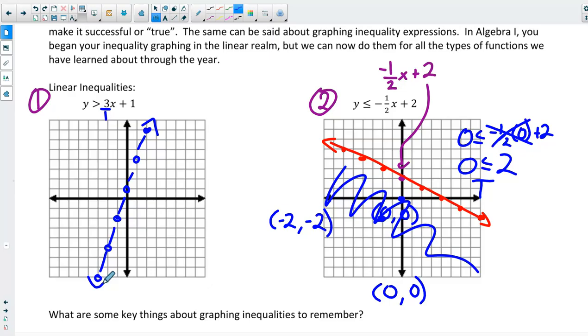So that is what your line should look like. So I'll go through a few things. Your y-intercept is right there. My slope, it's going up 3, to the right 1. So I did that multiple times.